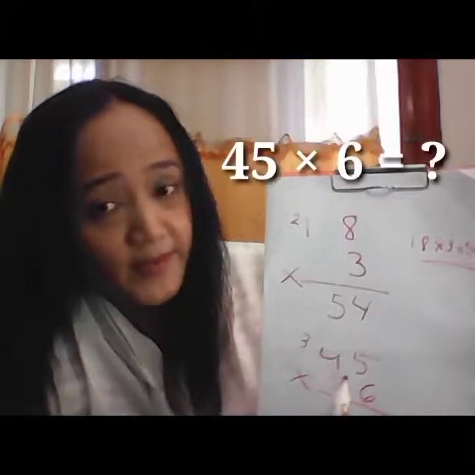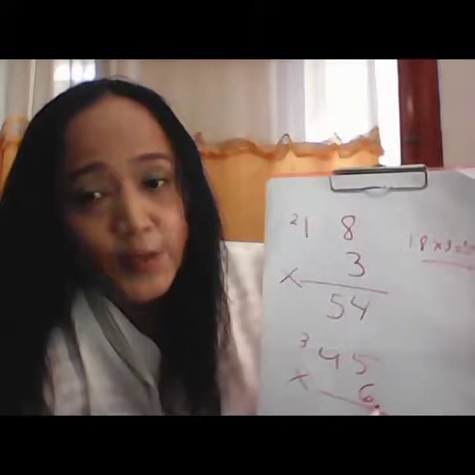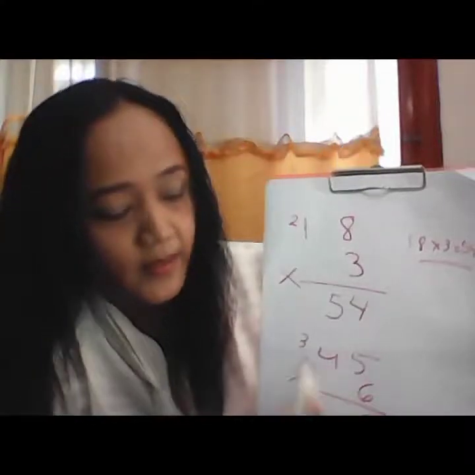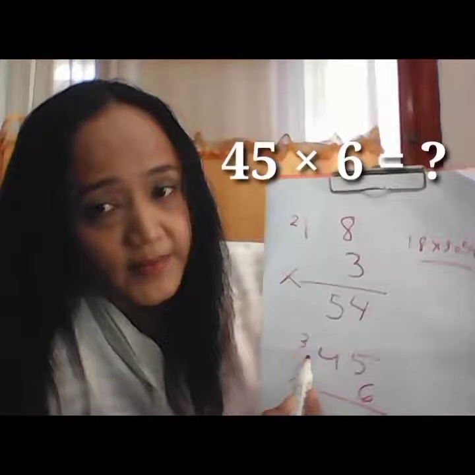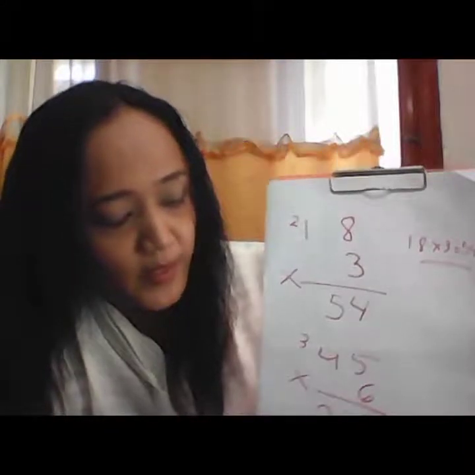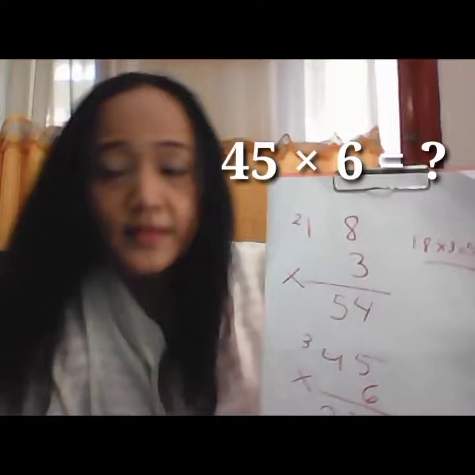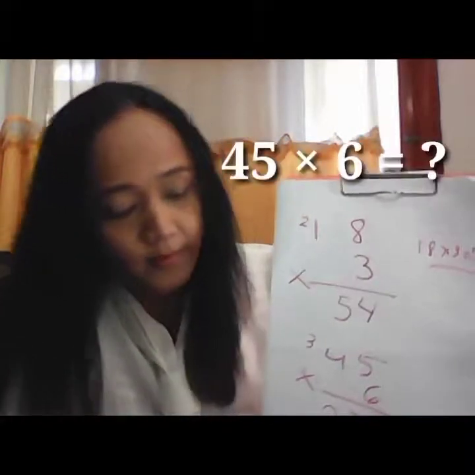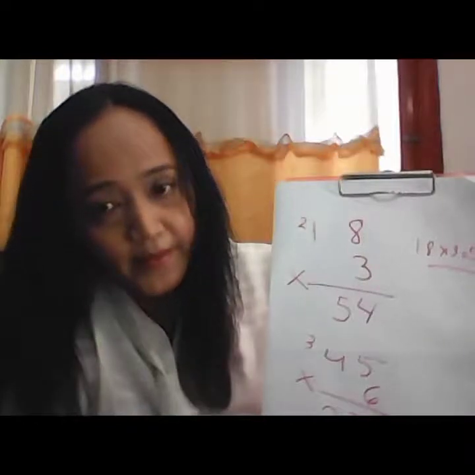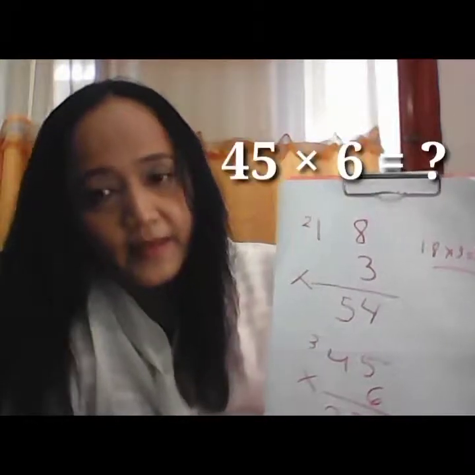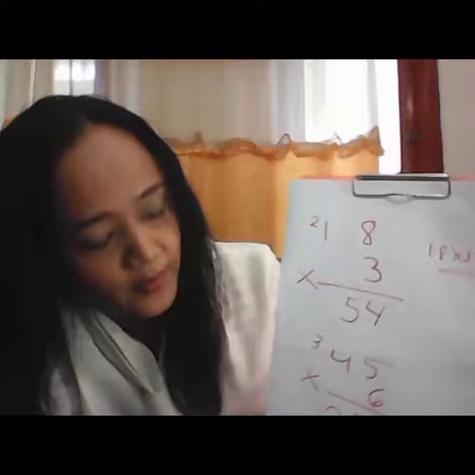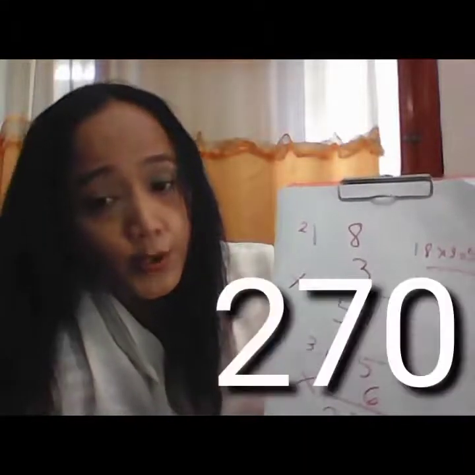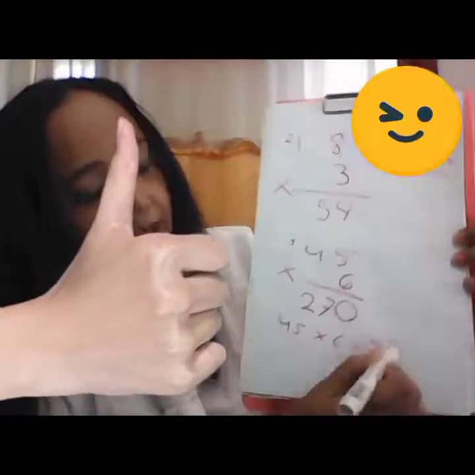4 tens times 6 equals 24 tens, plus 3 tens equals 27 tens. We regroup 27 tens into 270. So 45 times 6 equals 270.